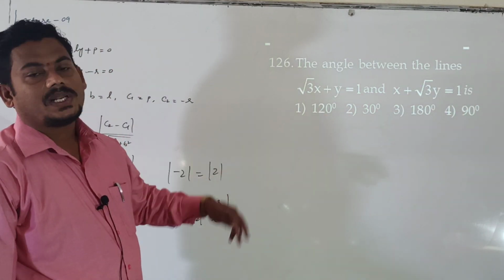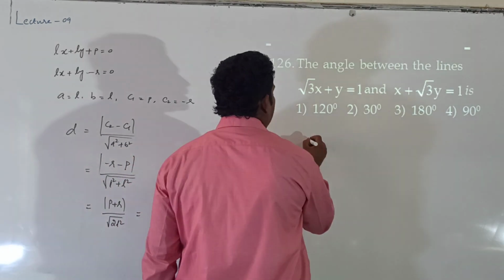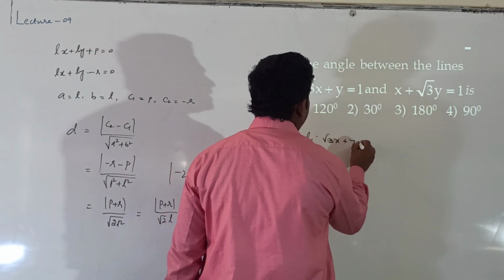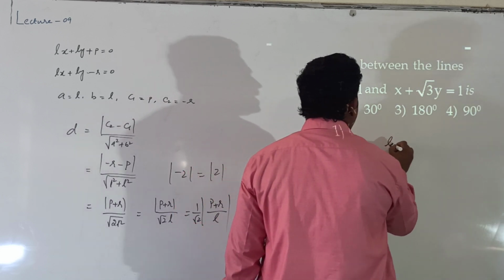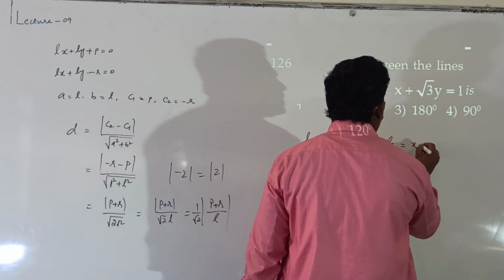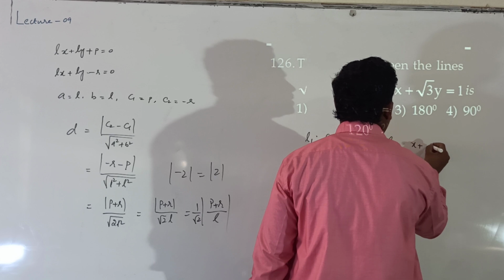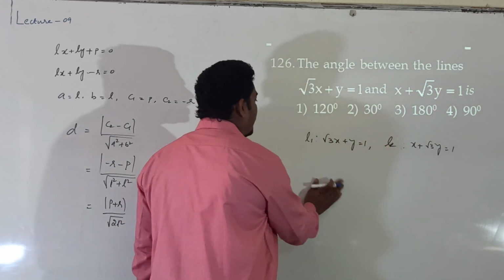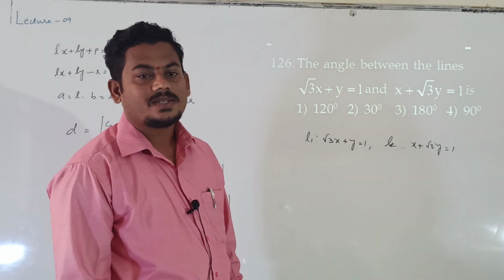Find the angle between these two lines. Line 1 is root 3x plus y is equal to 1, and line 2 is x plus root 3y is equal to 1. For finding the angle between two lines we need their slopes, right?